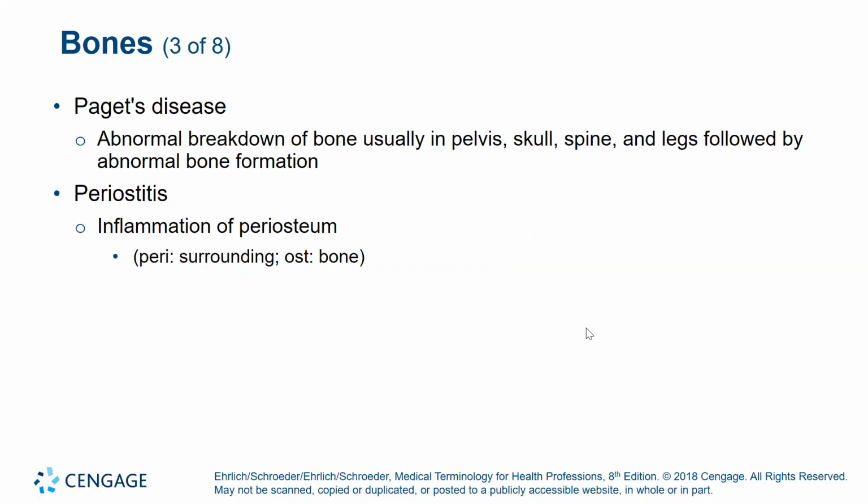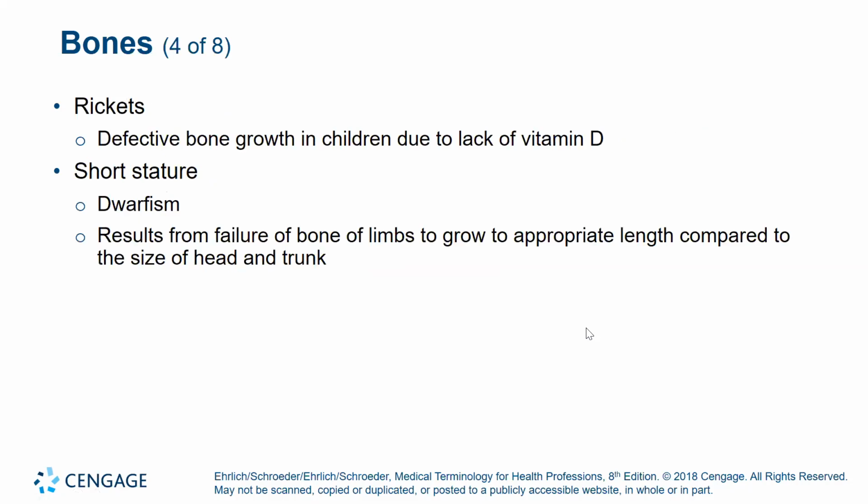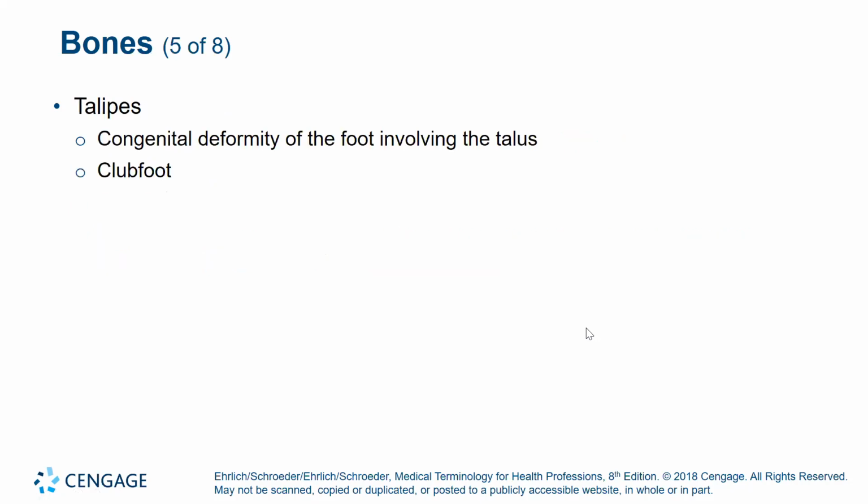Paget's disease, abnormal breakdown of bone, usually in pelvis, skull, spine, and legs, followed by abnormal bone formation. Periostitis, inflammation of the periosteum, peri is surrounding, OST is bone. Bones, continuing. Rickets is a defective bone growth in children due to lack of vitamin D. We also have short stature, which is dwarfism. Talipes is just a clubfoot. It's a congenital deformity of the foot.